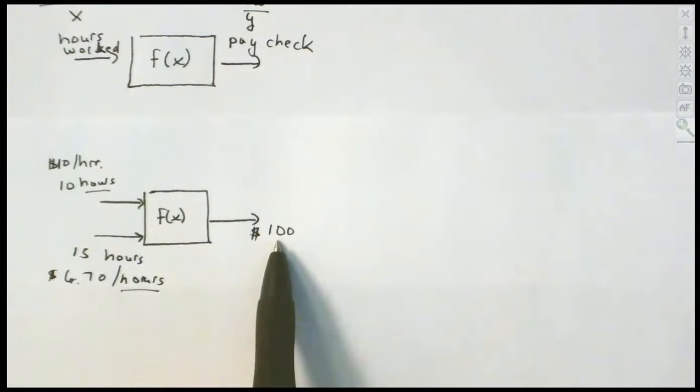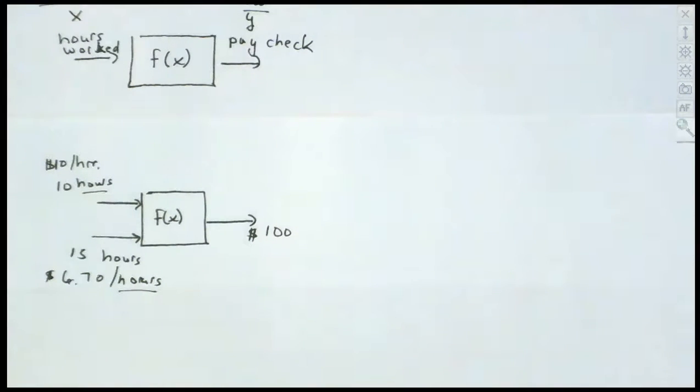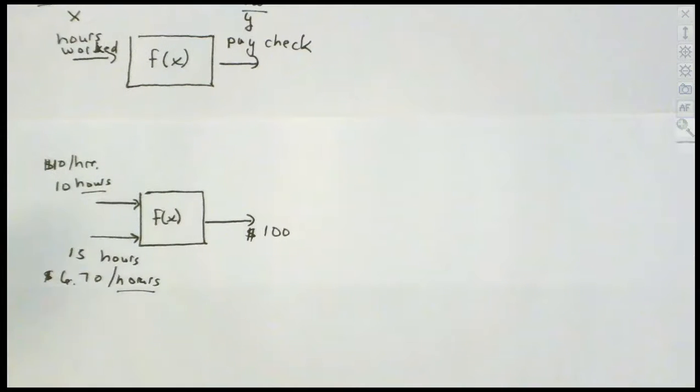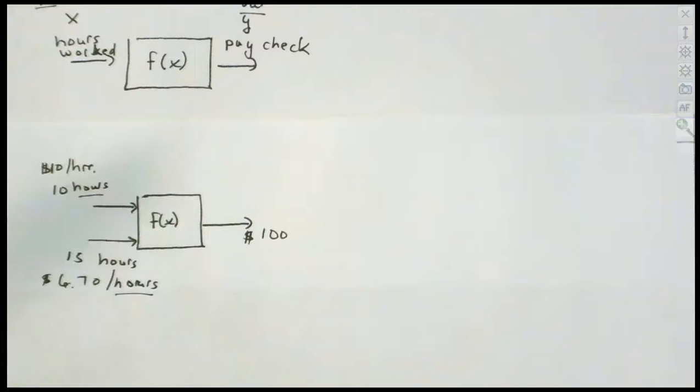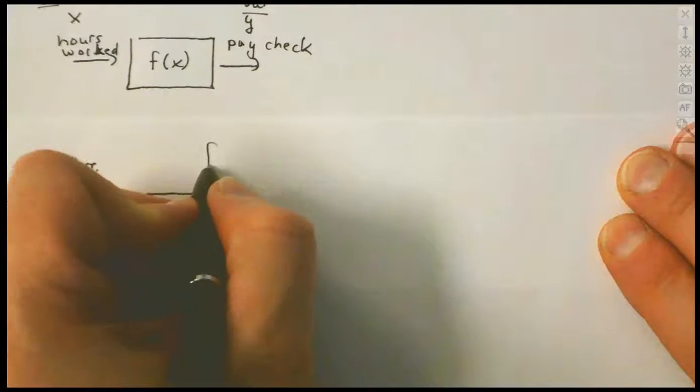Okay, they work different amounts of hours, but they get paid differently because they can still get that same $100. That's still an example of a function. So they can all get paid the same amount of money, but they work different hours because we know everybody gets paid a different wage. So maybe this person's been there longer than that one. This one gets $10 an hour. This one gets $6.70. This person has to work 10 hours to make $100. This person has to work 15 hours to make the same $100. But this is still an example of a function, right?